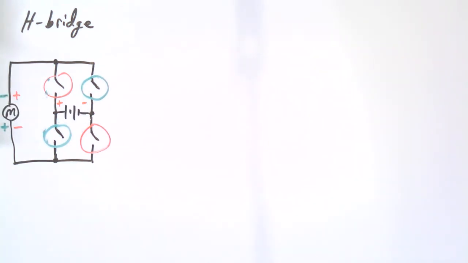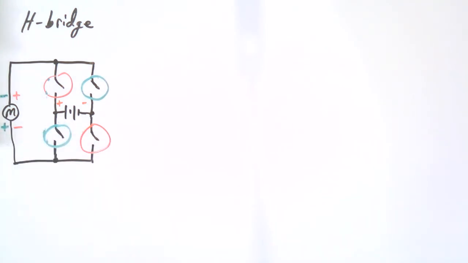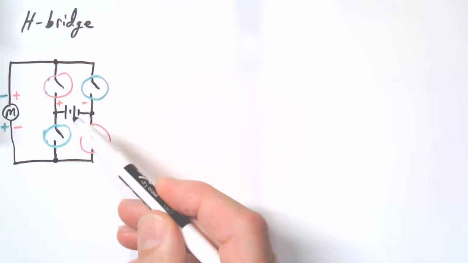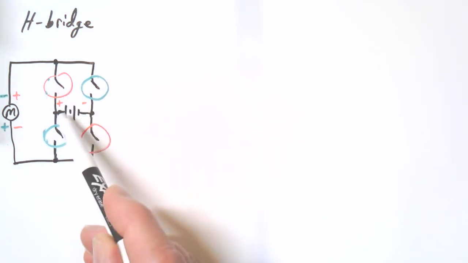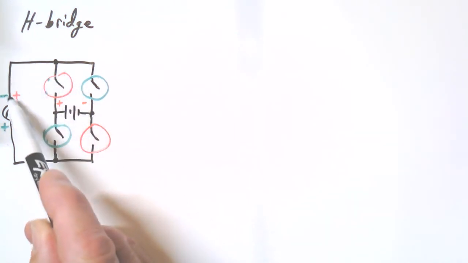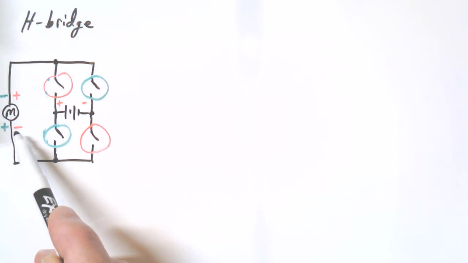So here I've changed places. Now the motor's over here and the voltage source is here. And I think you can see it still works, right? I mean, if I close these two contacts, well, there goes the positive to that side of the motor, and this connects the negative to this side.